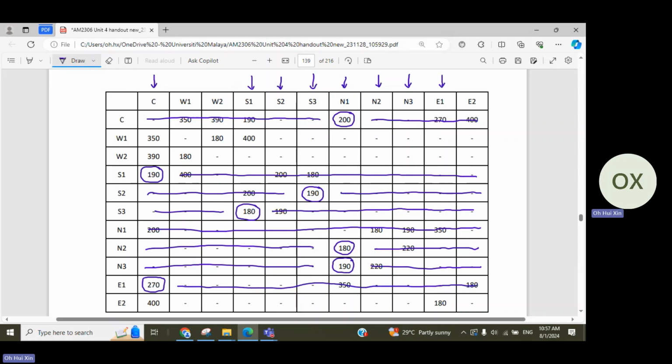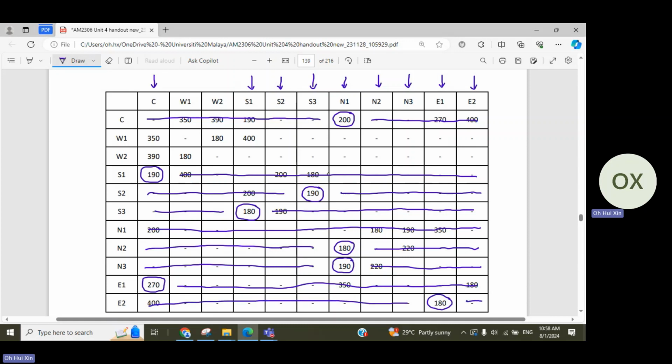Same thing, you look at everything for C and everything from S1 up to E1. You are comparing 350, 390, 400, 400, and also 180. The smallest number is 180. 180 brings us to E2. So arrow at E2, then you strike through the entire thing for E2.